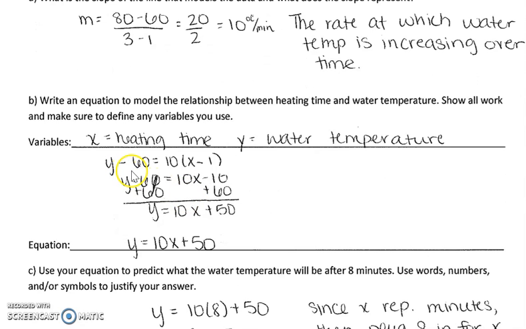It doesn't matter which point you picked. I used (1, 60). You could use (3, 80). Use the slope you just found, which was 10. Do the work, and you should have gotten y equals 10x plus 50. Letter C says, use your equation to predict what the water temperature will be after 8 minutes.